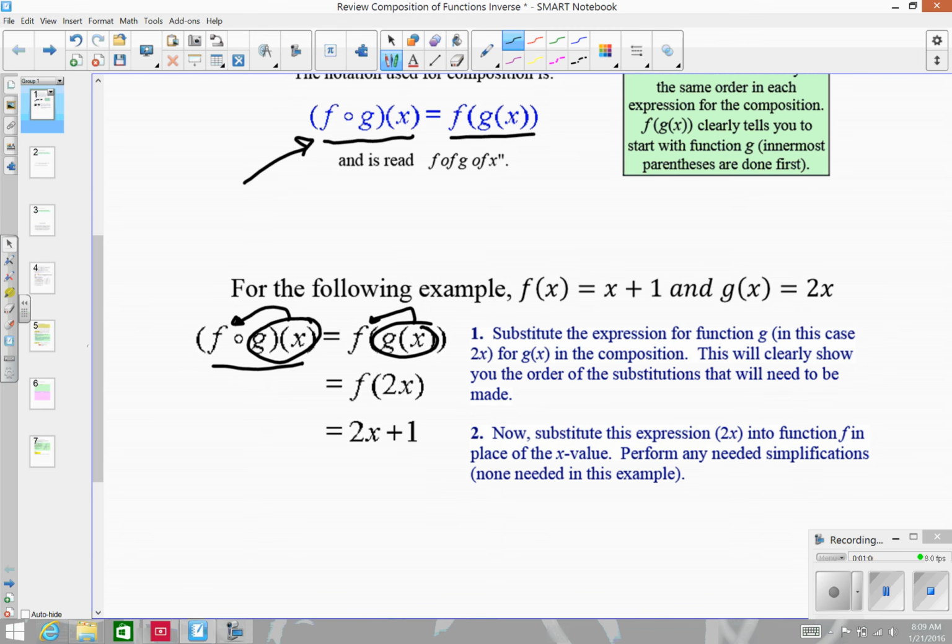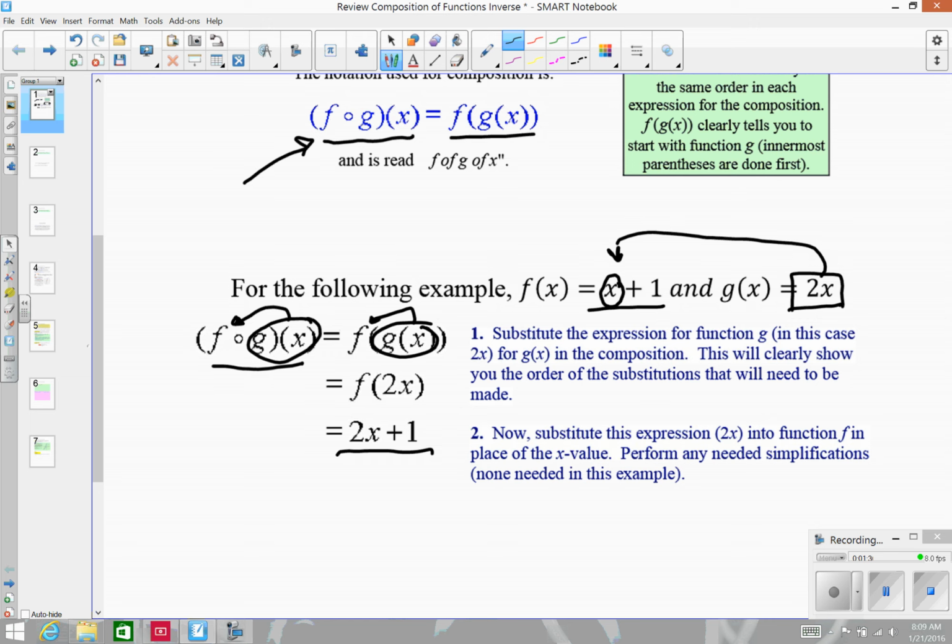So let's take a look at this example where f of x is equal to x plus 1, g of x is equal to 2x. If I'm taking f of g of x, I'm going to take my g of x, and anywhere there is an x in my f function, so I'm just going to circle there's only the one here, I will substitute in 2x instead of the x. So I first take my 2x, replace it into where x is in the f function, and I will get 2x plus 1.